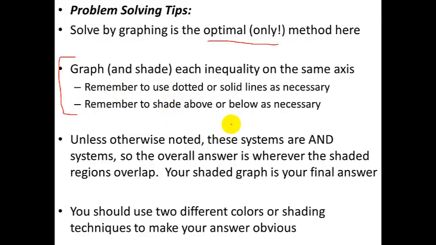The other thing is, when we were doing compound inequalities on the number line, they could either be an and, or they could be an or. But in this case, all of these inequalities are going to be and by default, unless it specifically says otherwise. So you're really looking at where they overlap in this case, not the union of the two, but instead just where they overlap.